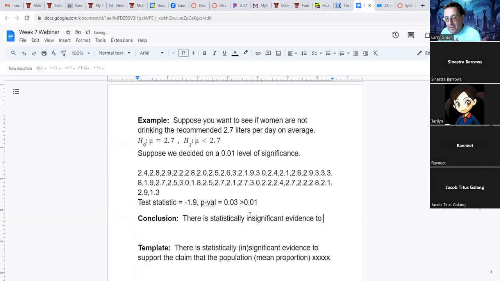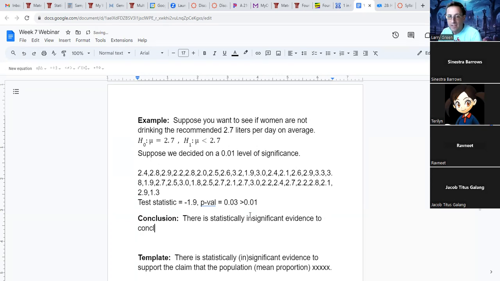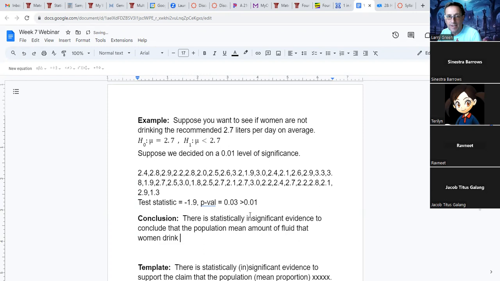Evidence to conclude that the population mean amount of, let's call it fluid, that women drink is less than 2.7 liters per day. Any questions at all on this?